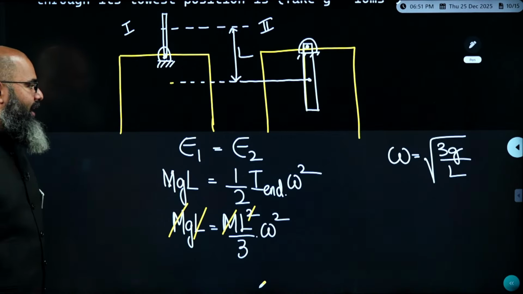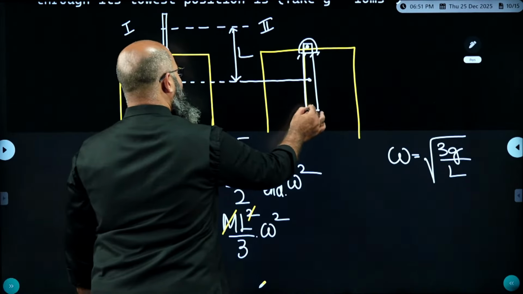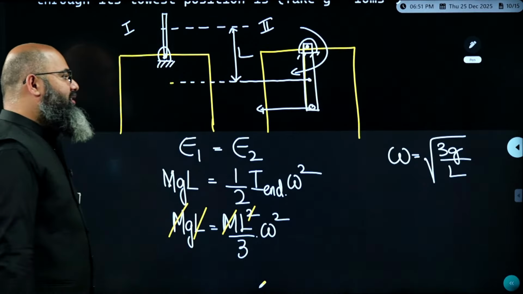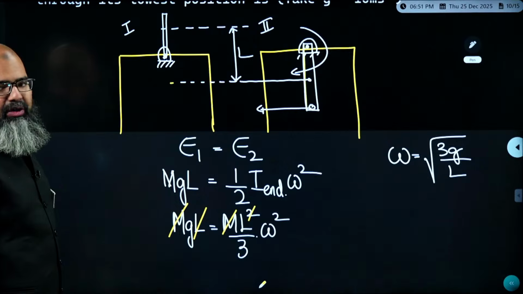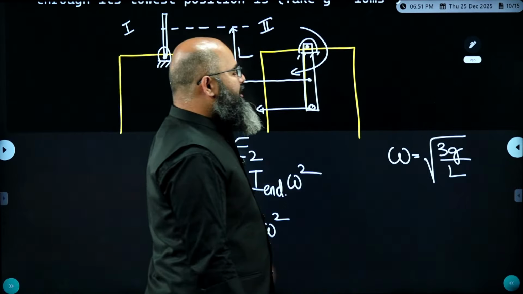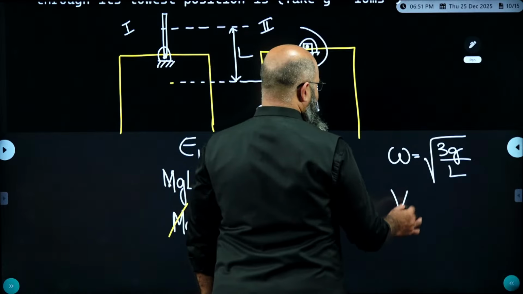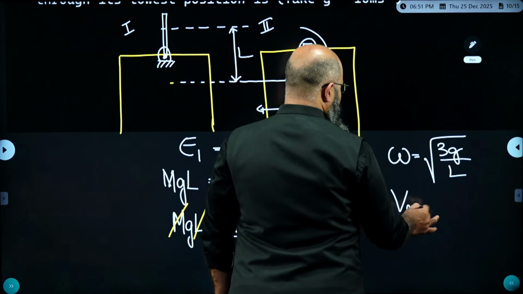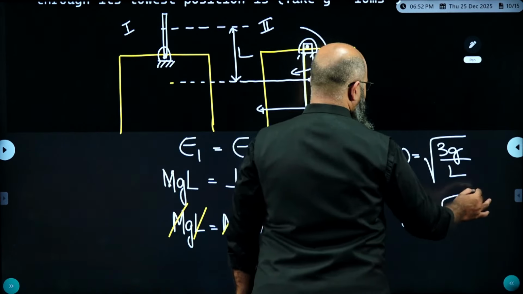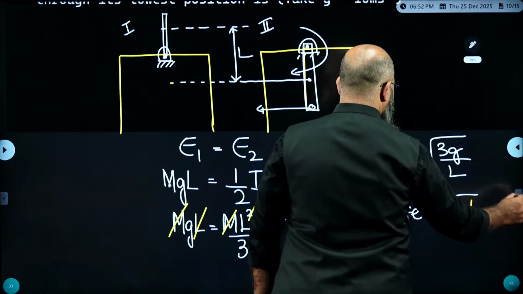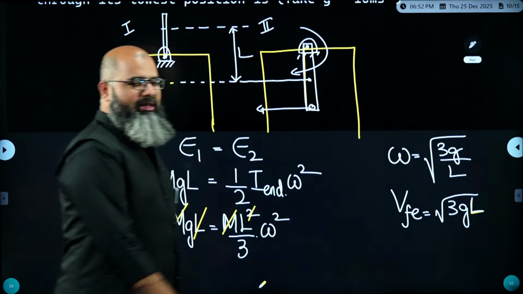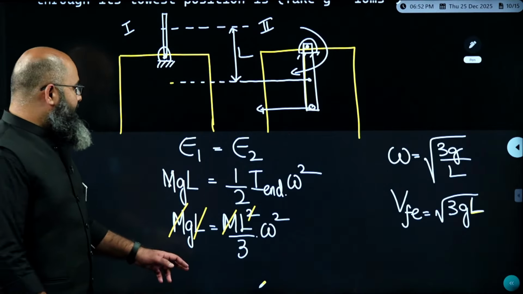Once I have identified the value of omega, I can say this end over here is having a velocity this way, because rotation is like this. The value of velocity over here is equal to r omega. From here the value of r is equal to L. So velocity of the free end is equal to r omega, so L times this value, so it becomes root over of 3gL. That is what I am saying. Try to push calculation as late as possible. Now you do calculation.